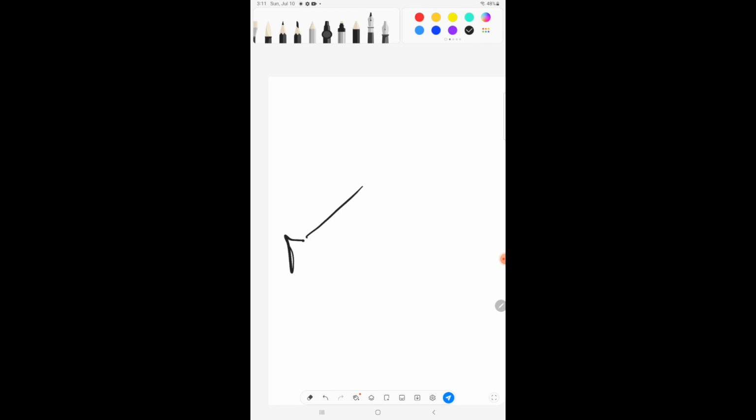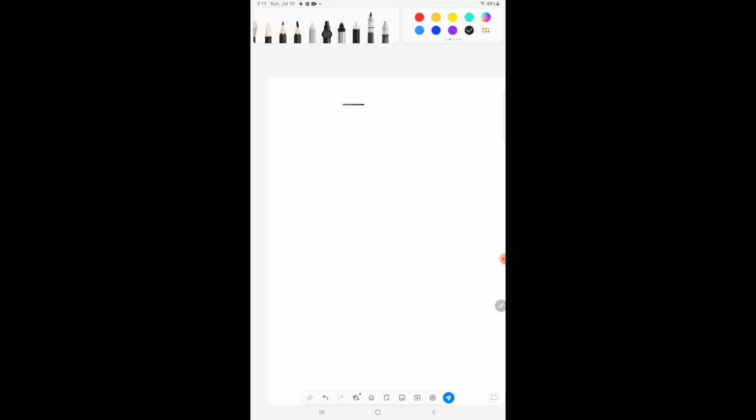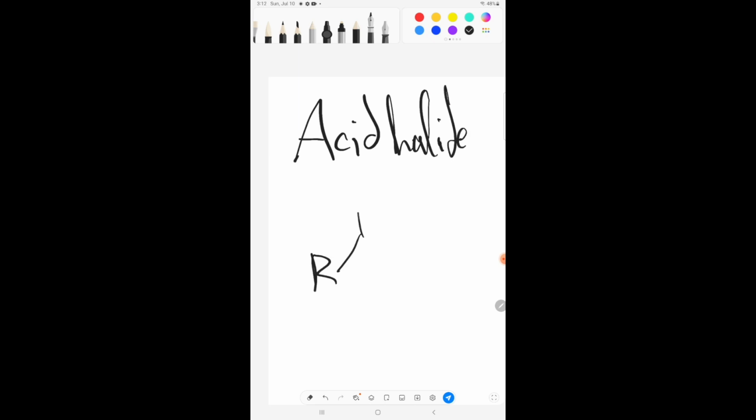Carboxylic acid, some R group with an OH and a double bonded O. This is a carboxylic acid. Acid halide, R group, and some halogen, X. So this could be chlorine. This is an acid halide.